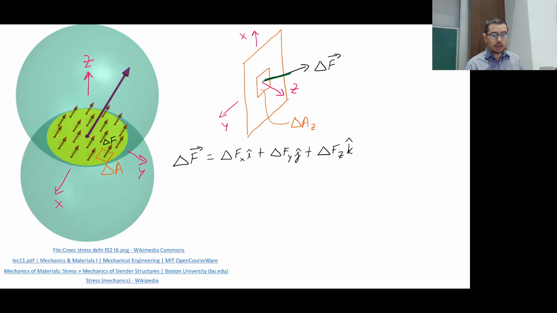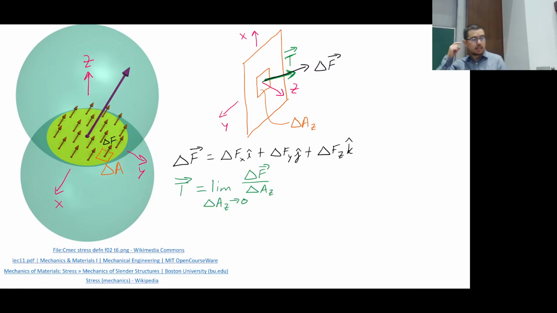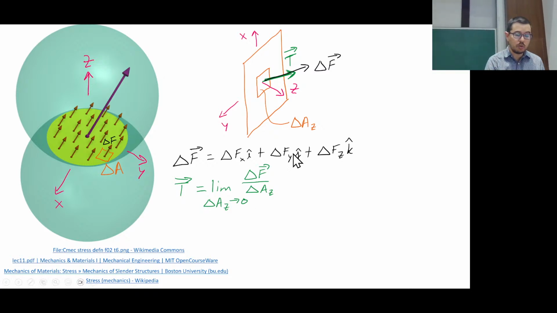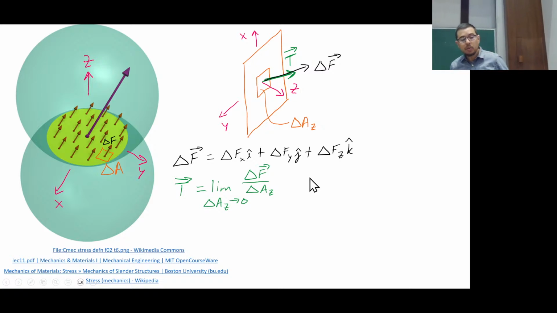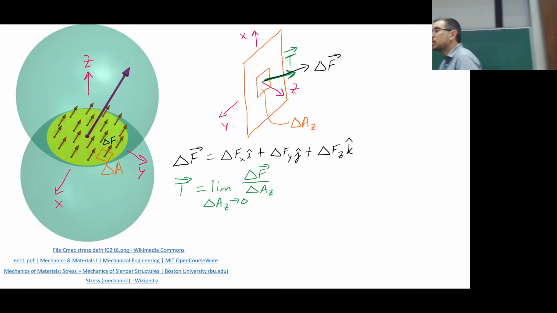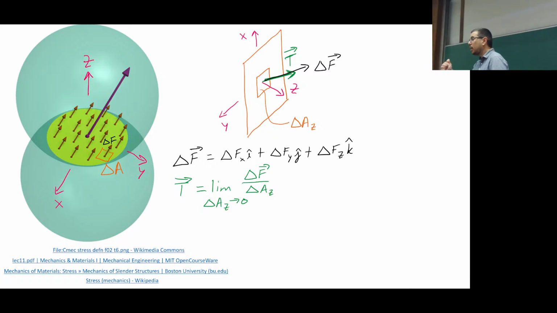There's something that we can define as a traction vector, and this traction vector is essentially this force divided by this delta A, so this quotient here. And that traction vector has with it stresses in the x, the y, and the z directions.